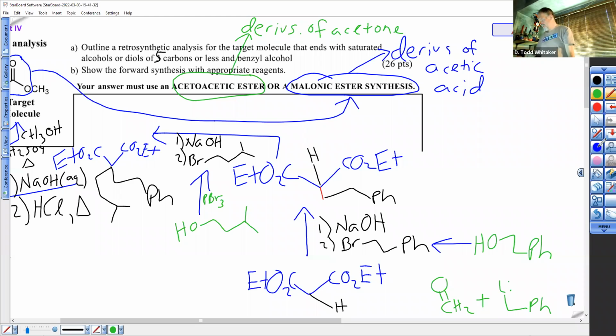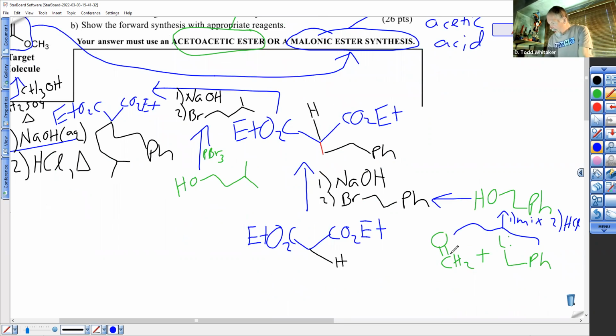And those two will combine after you mix them and then react them with HCl. I hope this rings a bell because we did that on our last retro. And you're still not done because this is not an alcohol of 5 carbons or less, but it's real close. It came from oxidizing an alcohol of 1 carbon. This came from an alkyl bromide.